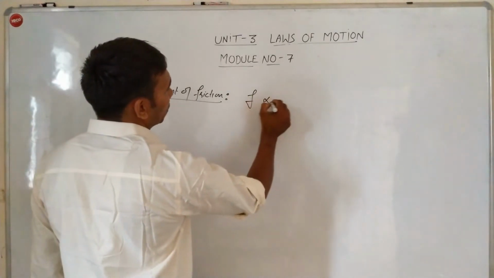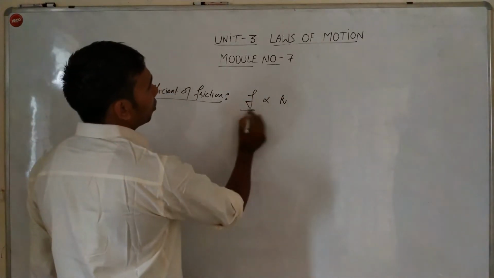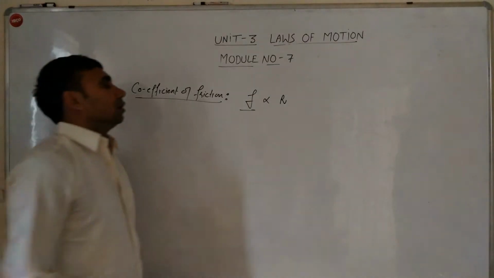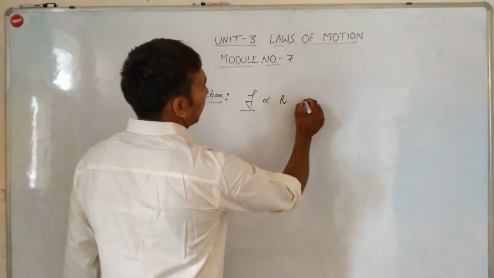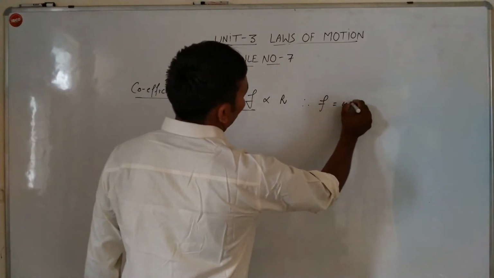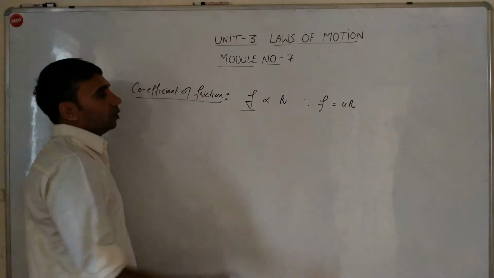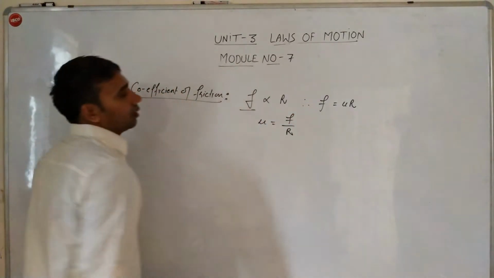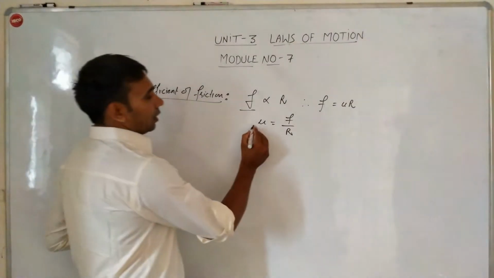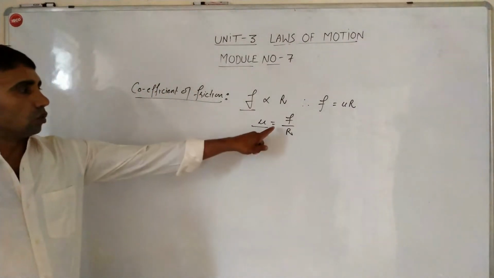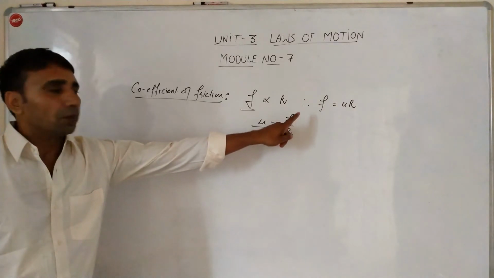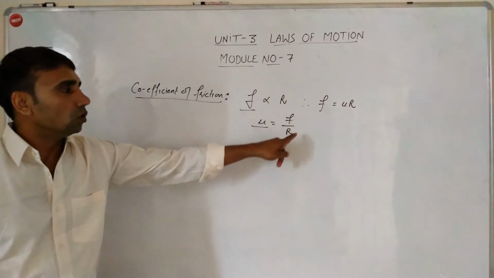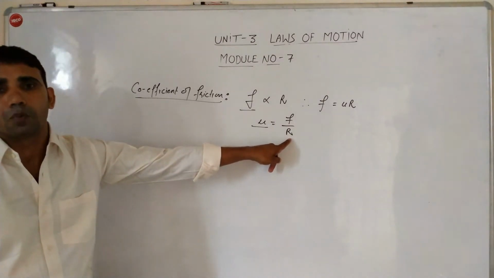F directly proportional to R, means force of friction is directly proportional to normal reaction. F is equal to mu into R. Mu is equal to F divided by R. So coefficient of friction is equal to the ratio of frictional force to normal reaction. Frictional force to normal reaction, that is called coefficient of friction.